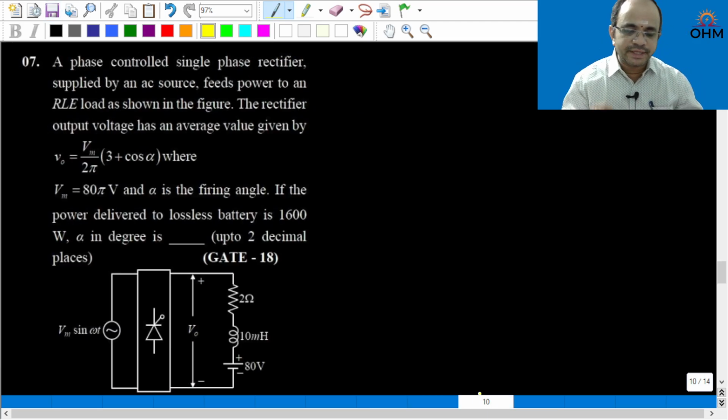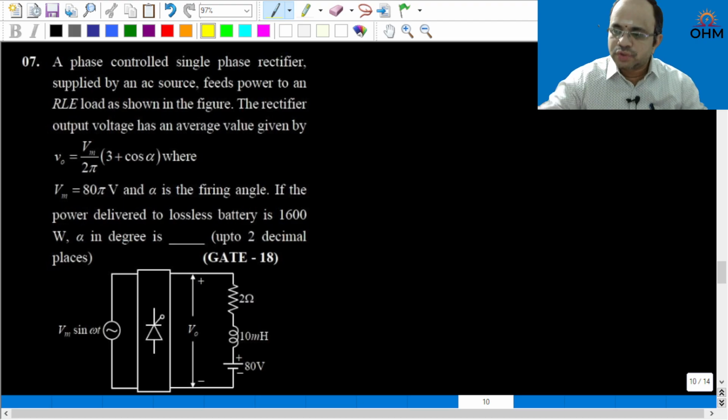Now let us move to the next question. Next, a phase. Now this is not a formula based question, and even the topology is also not a standard topology. This type of question we can consider a little bit analysis oriented. Now let us look into this question.